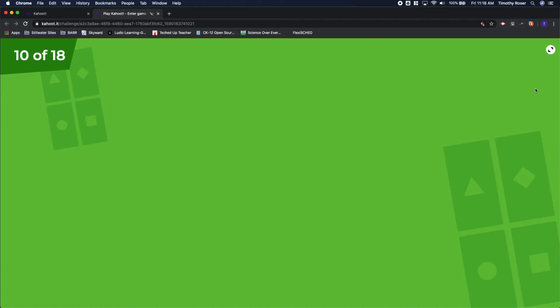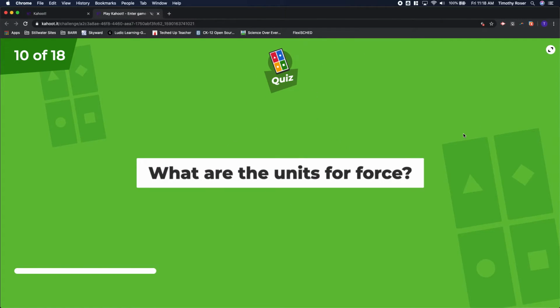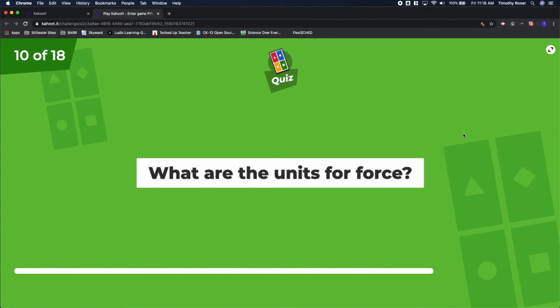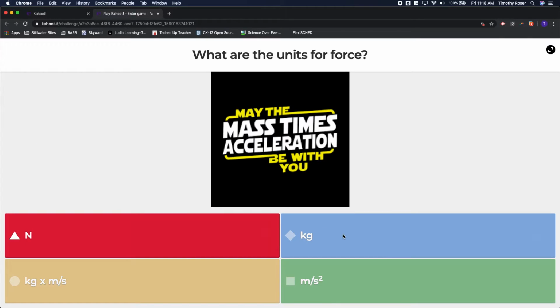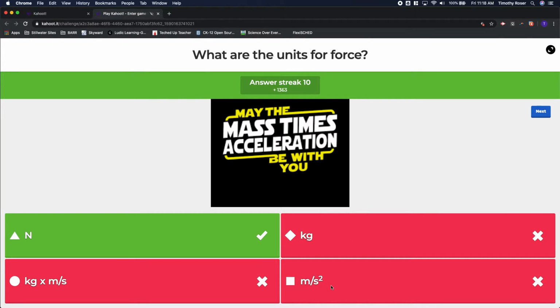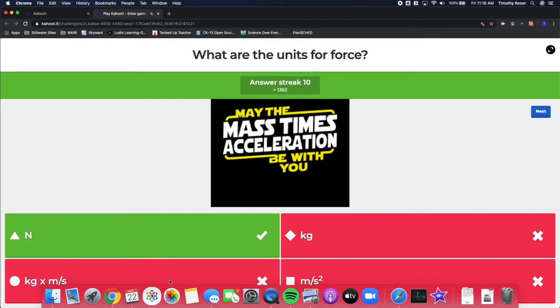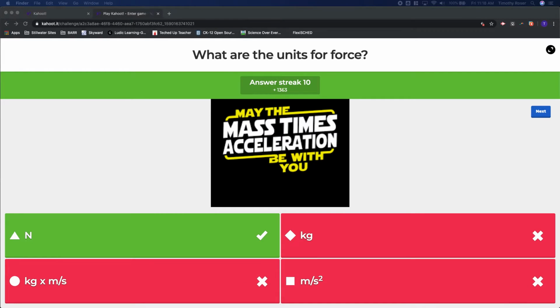All right, next up. What are the units for force? All right, so the units for force, we just said, are actually going to be measured in newtons. Kilograms are mass, meters per second squared is acceleration, and kg times m over s would be mass times velocity. So that is not a force.